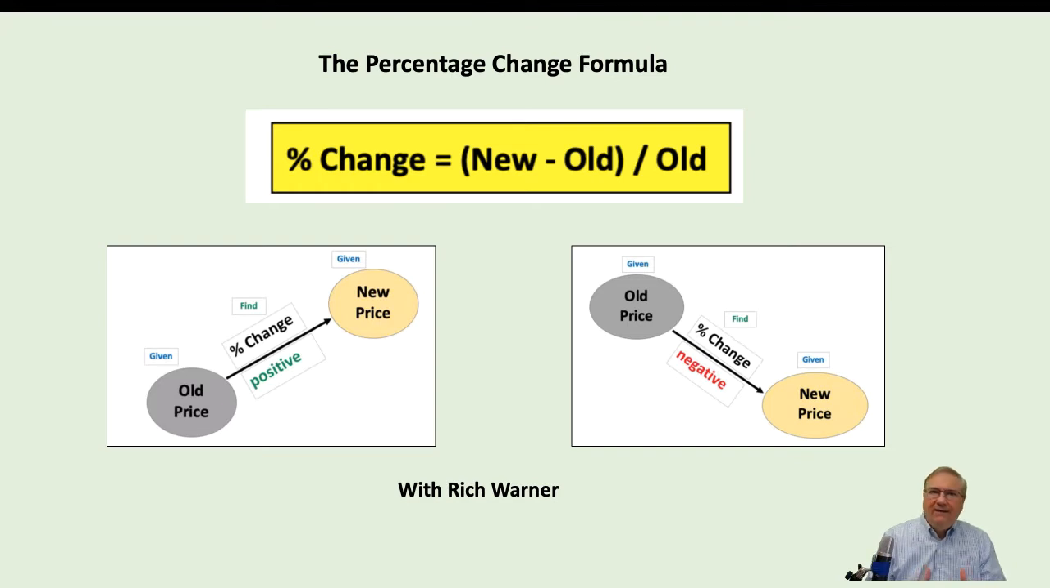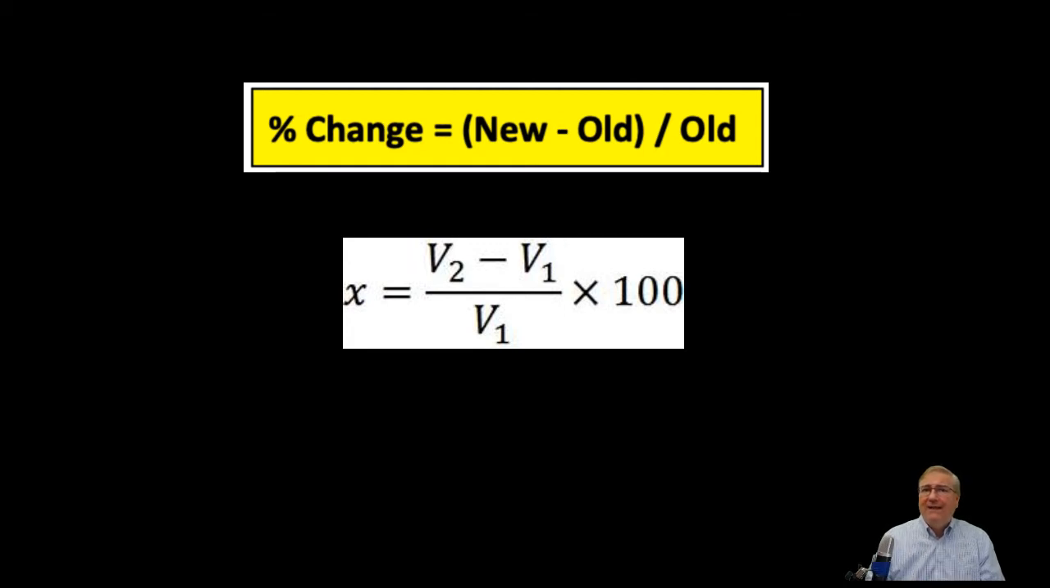Now you may see this percentage change formula written slightly differently. Instead of new minus old over old, it could be written as V2 for the second valuation minus V1, in parentheses, divided by V1. But it's essentially the same thing.